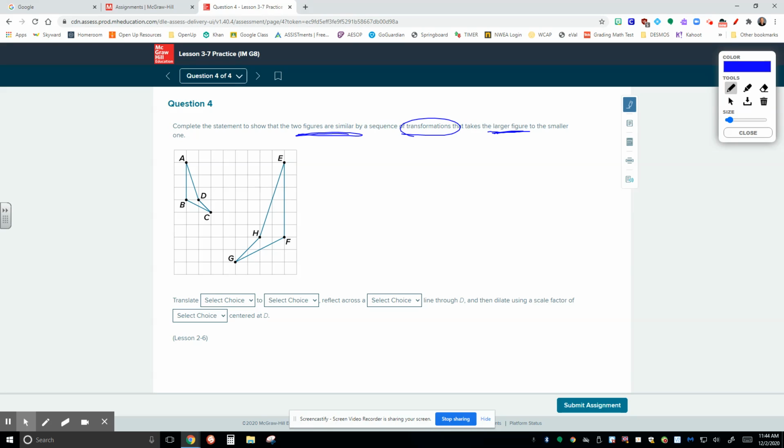That means that we want to move one corresponding point to another. So if we take corresponding H and move it to D, that would be the way that you need to start this out. H to D.